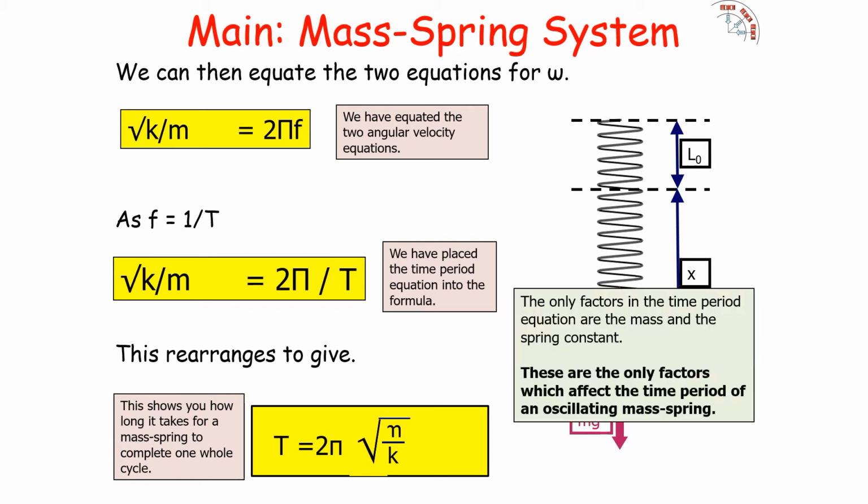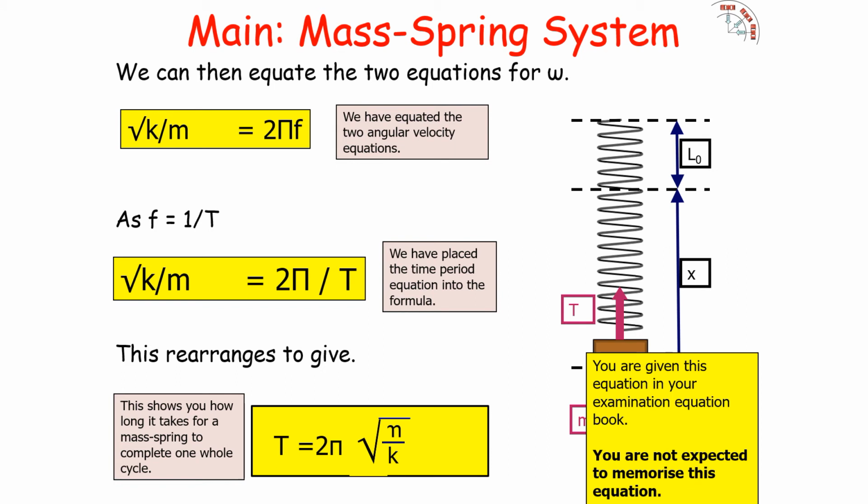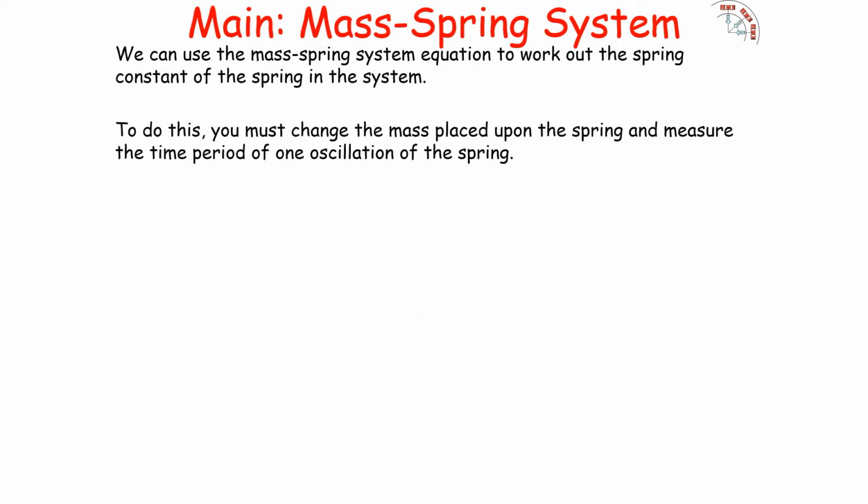So this tells us there are no other factors that affect the time period of a mass spring system apart from the mass and the spring constant, as they're the only two factors in the equation. No other factor is found in the equation, so therefore there is nothing else which affects the time period of the mass spring system. It's a very important idea, and you can also use this equation to derive the spring constant from experimental results. So we can use the mass spring system equation to work out the spring constant of the system.